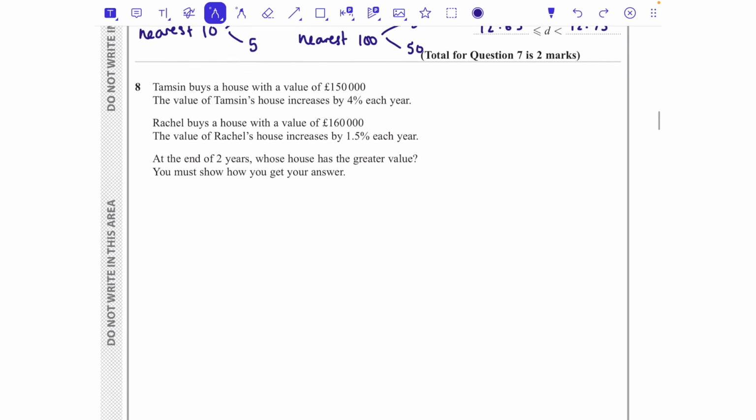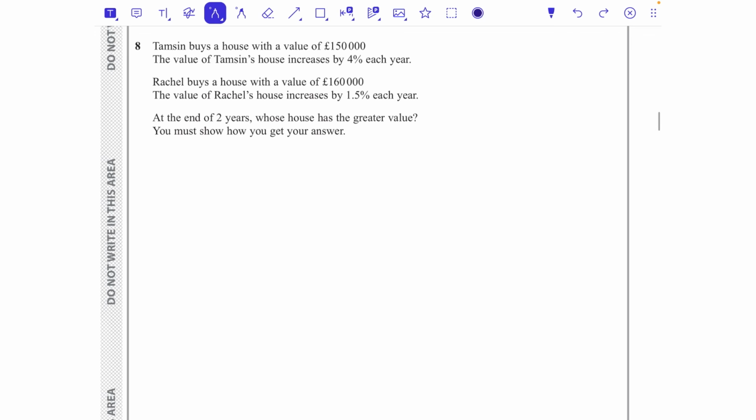Question number 8. Tamsin buys a house with a value of 150,000. The value of Tamsin's house increases by 4% each year. Rachel buys a house with a value of 160,000. The value of Rachel's house increases by 1.5% each year. At the end of 2 years, whose house has the greater value? You must show how you get your answer. So this is compound interest.